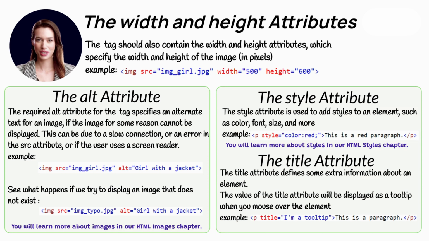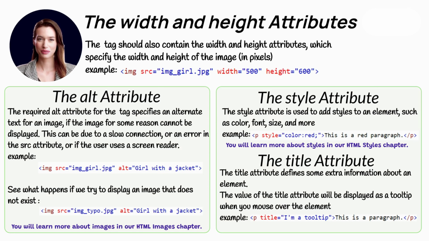The required alt attribute for the <img> tag specifies an alternate text for an image if the image for some reason cannot be displayed. This can be due to a slow connection or an error in the src attribute, or if the user uses a screen reader. The style attribute. The style attribute is used to add styles to an element, such as color, font, size, and more. You will learn more about styles in our HTML styles chapter.